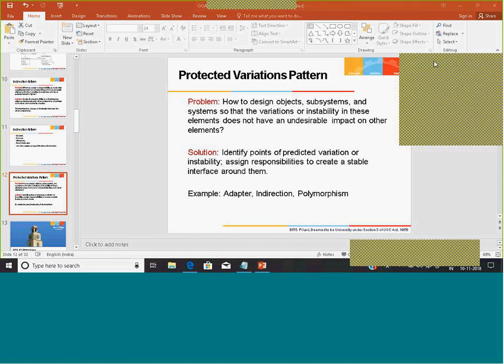And there's a question: why do we need the protected variations pattern if we already have indirection and polymorphism as GRASP patterns? The reason is that the problem that they attempt to solve is slightly different. The solution may be the same, but the problem domain each is trying to solve is slightly different. So you can go through the problem each one tries to solve and understand it in a better manner.